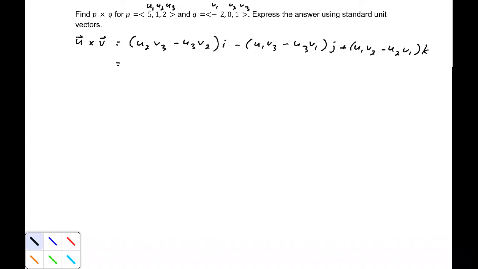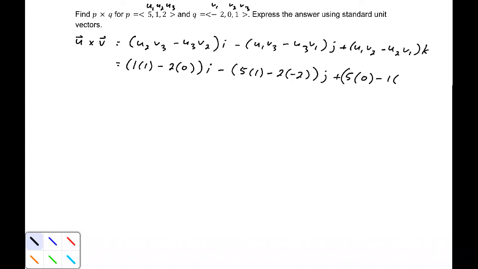So I'm going to just fit my values to this. So u2 is 1 multiplied by v3, that is also a 1, minus u3, which is 2, multiplied by v2, which is 0, close parentheses, i, minus, open parentheses, u1, which is 5, times v3, which is 1, minus u3, which is 2, multiplied by v1, which is -2, close parentheses, j, plus u1, which is 5, multiplied by v2, which is 0, minus u2, which is 1, multiplied by v1, which is -2, close parentheses, k.